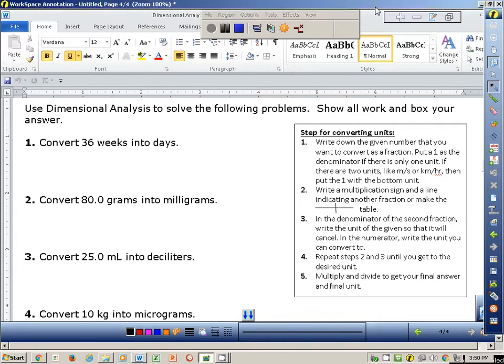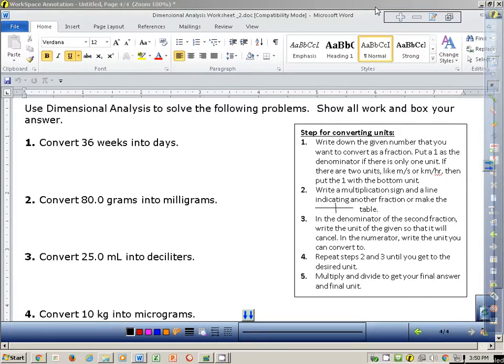Okay, in this video we're going to work with what is sometimes called dimensional analysis, sometimes people call it the factor label method. What we're going to do is work with conversions, converting one unit into something else. For example, the first problem wants us to convert 36 weeks into days.